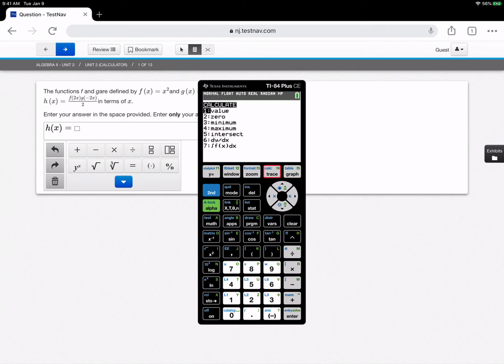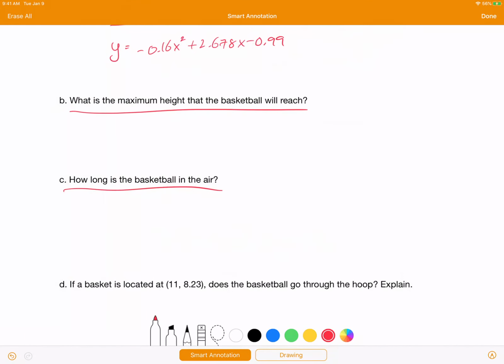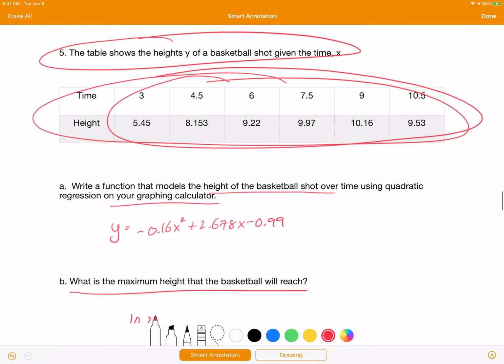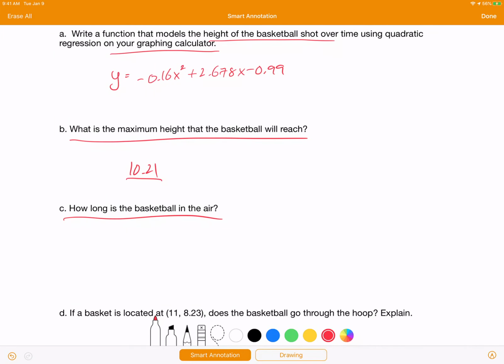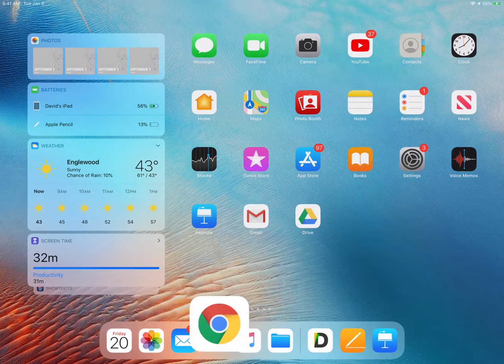So now what I'm going to do is press second trace, find the maximum, left, and then right. So I get my vertex to be at 10.21, where the time would be 8.36. So if I go back to my question here, what is the maximum height? I will say 10.21, whatever the unit that was given to me, but it's not given. So I'm just going to write that as my maximum height. How long is the basketball in the air? Well, that is from when you shot up the basketball in the first place. Let's see over here.